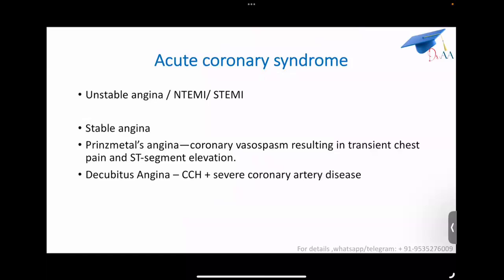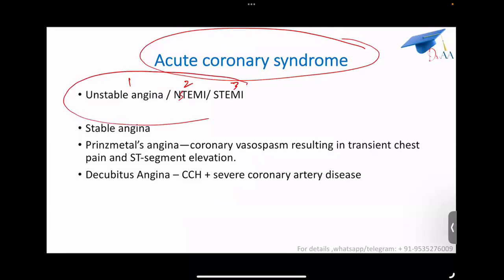First, let's get into acute coronary syndrome. This acute coronary syndrome includes three things. One is unstable angina, non-ST segment elevation MI, and another one is ST segment elevation MI. All three come under one group, which is known as acute coronary syndrome.